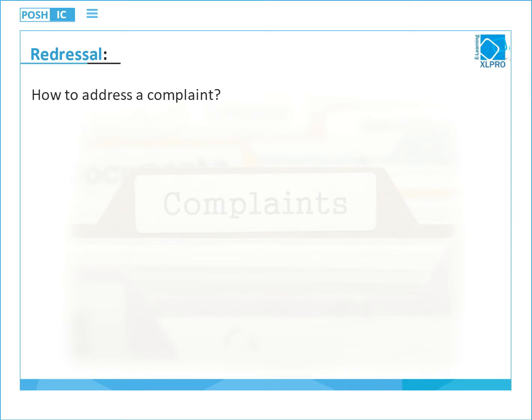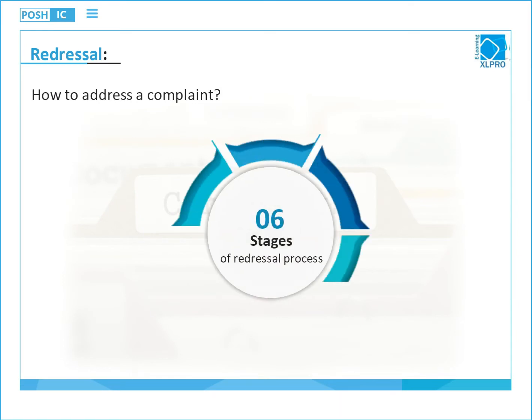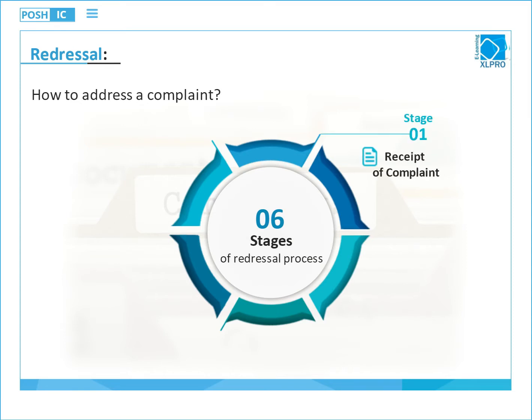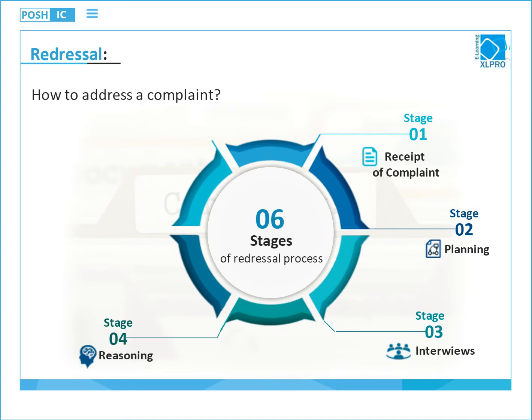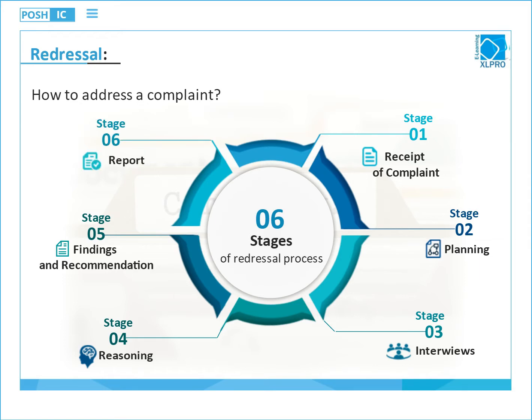So how should the IC address a complaint? Addressing a complaint is a 6-stage process in which Stage 1 is receipt of the complaint. Stage 2 is planning. Stage 3 is interviews with the involved parties. Stage 4 is reasoning, which mainly consists of analysis. Stage 5 is arriving at findings and recommendation. And the last and final stage is preparing and submission of report to the employer. In the next few slides, we will learn about each stage in detail.